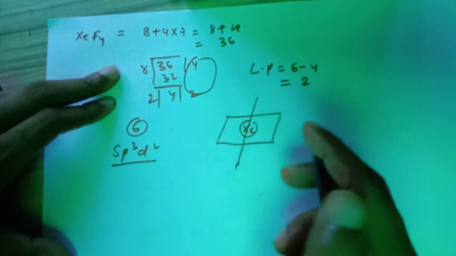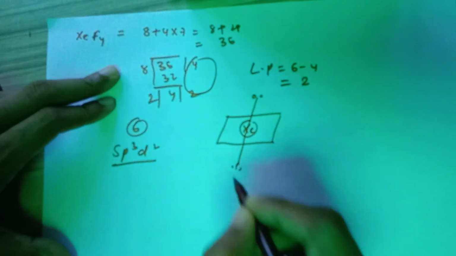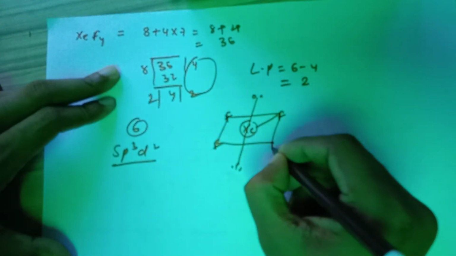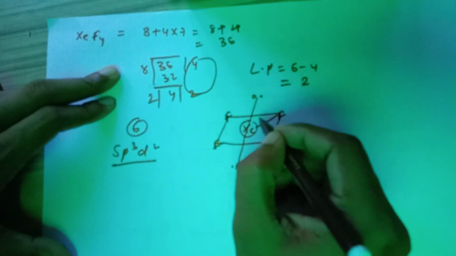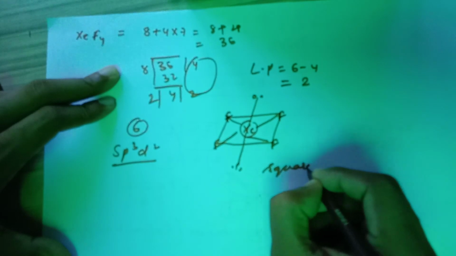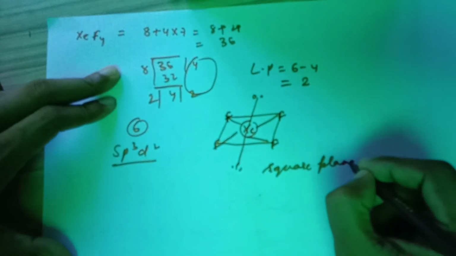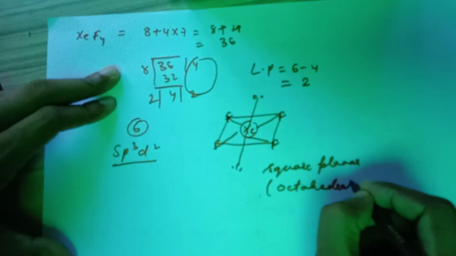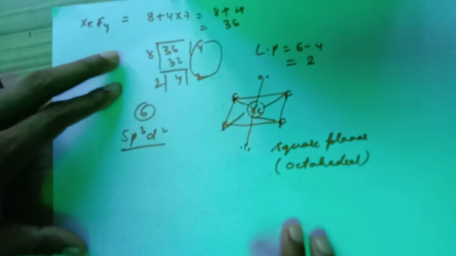Now for the shape of XeF4, there are 2 lone pairs, so the lone pairs will be attached over here and all the fluorines will be attached at these square positions. So it will be square planar in octahedral.